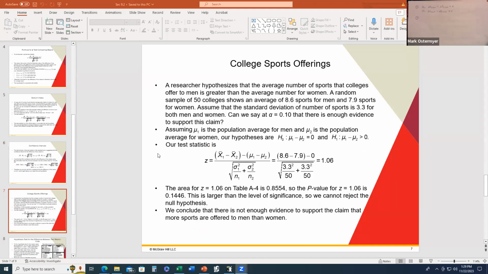All right, here's another one. A researcher hypothesizes that the average number of sports that colleges offer to men is greater than the average number of sports offered for women. A random sample of 50 colleges shows an average of 8.6 sports for men, 7.9 sports for women. Assume that the standard deviation of the number of sports is 3.3 for both men and women. Interesting. Can we say at the 10% level of significance that there is enough evidence to support this claim?